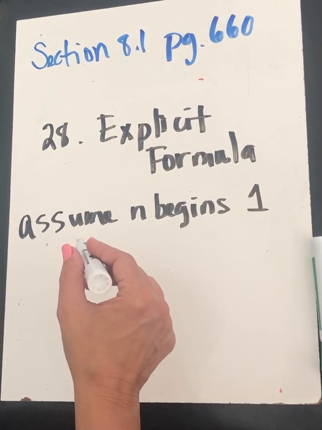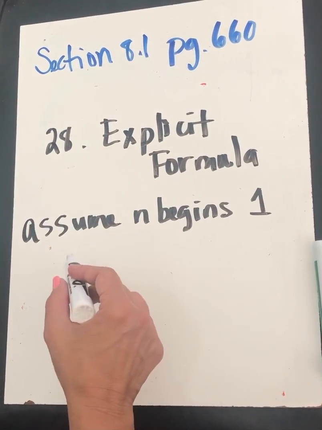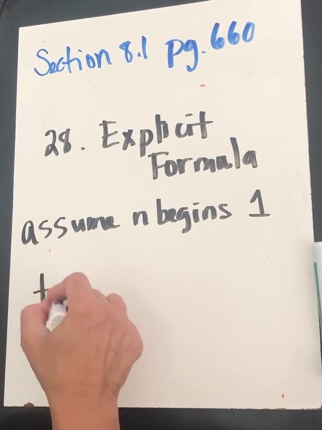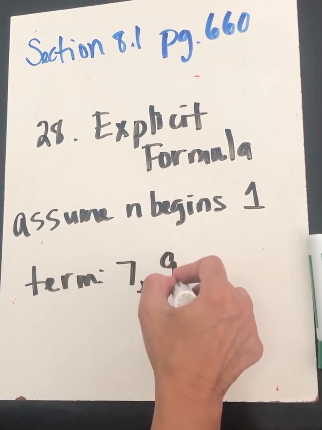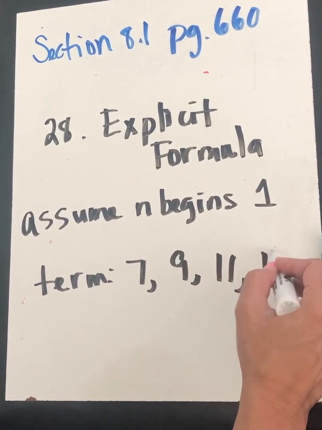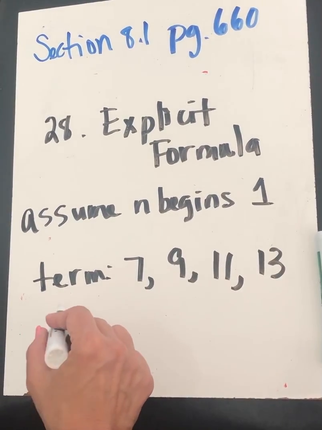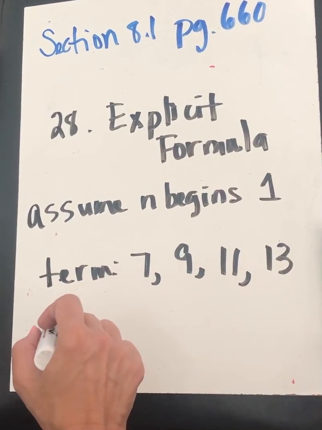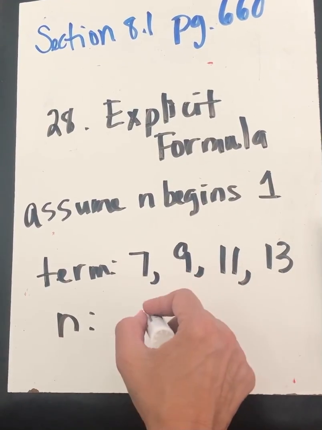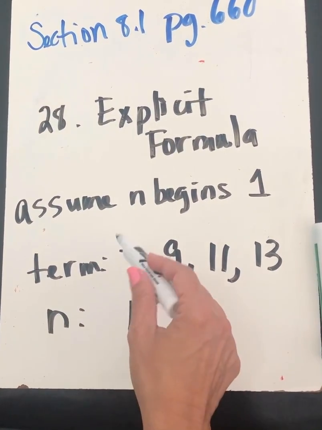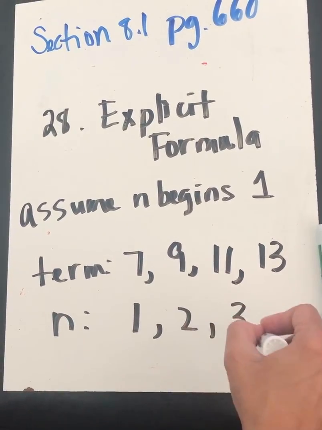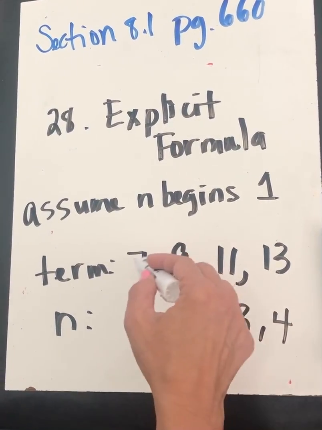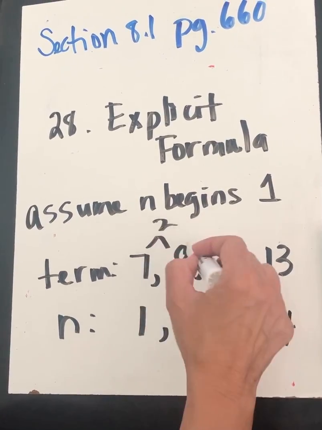So first, let's look at 28. So on here, the terms that they give you are 7, 9, 11, and 13. So what I'm going to do is I'm going to say, okay, this is my n. So for when n equals 1, the term or the answer is 7. When n equals 2, 3, and 4. So as you can see here, the terms are going up by 2.